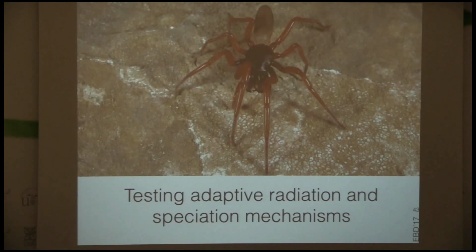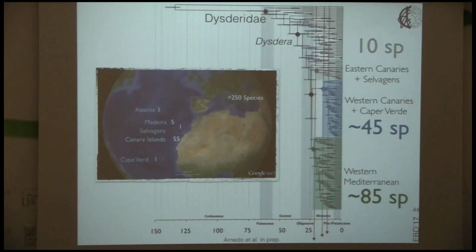So basically, our current project is about testing if this is a case of an adaptive radiation, and also trying to understand what are the mechanisms driving this speciation. The same topics I was telling you about, now we're trying to test more accurately in this particular system. So just to set up the evolutionary framework, this is the Canaries over here. I told you they colonized all the Macaronesian archipelagos, but only in the Canaries did they go mad. We have about 55 species.